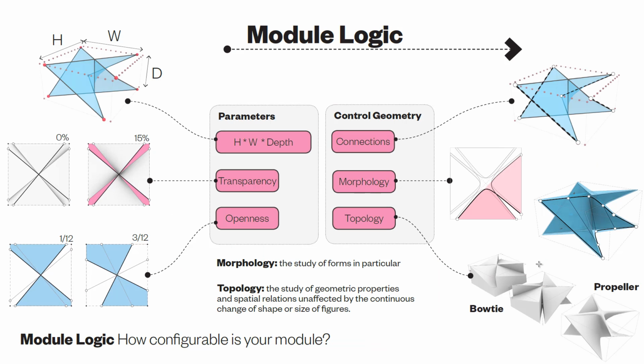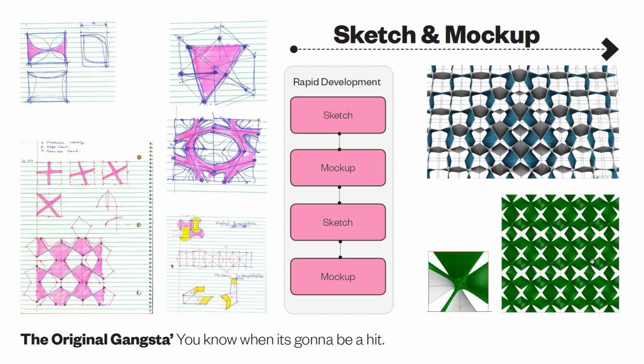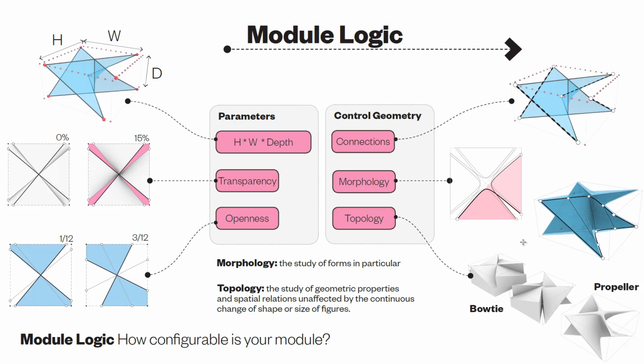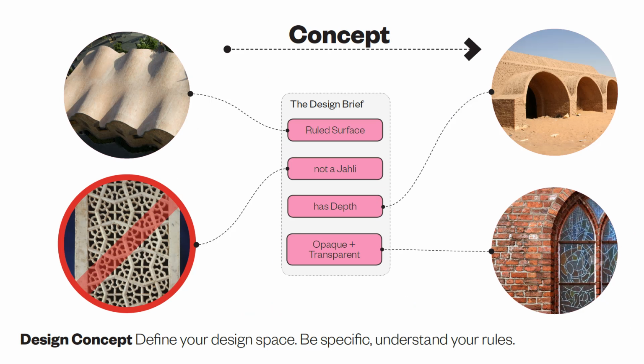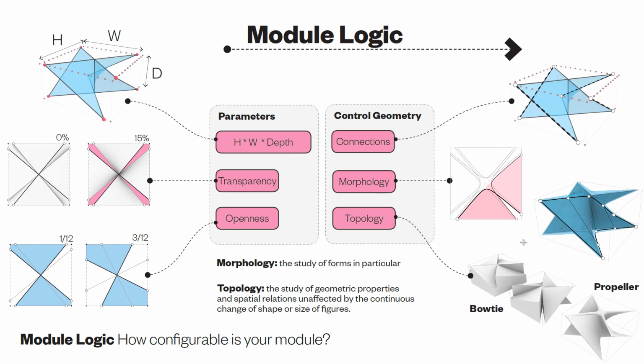So once we had a working concept, which is this thing, we really had to start to understand what the parameters were that we were working with. And for this, just think back to the original design ask: ruled surface, not a jelly, and it has depth. Oh, and it had to be opaque and transparent. Those were the only things that we were really responding to, which actually made this much easier.